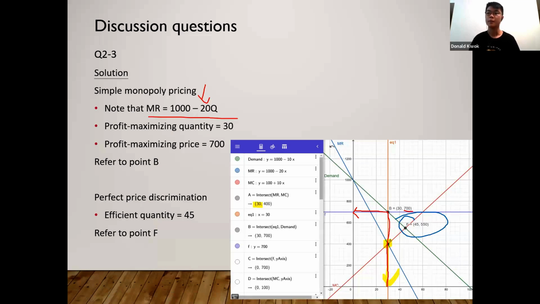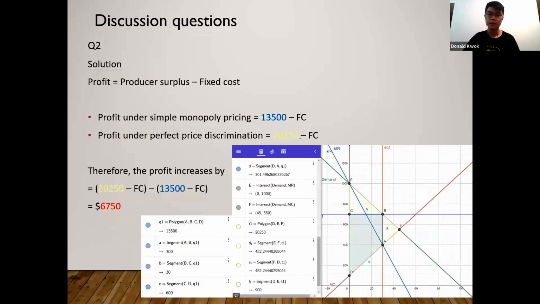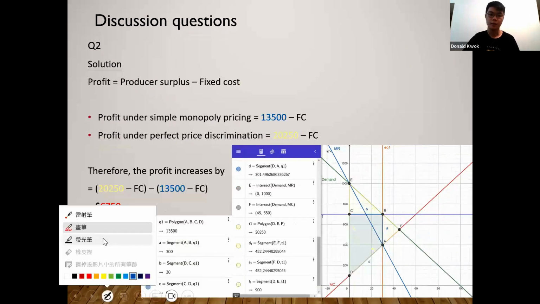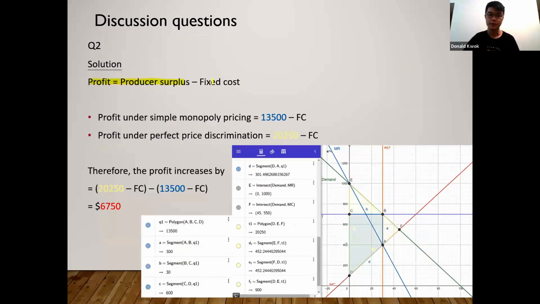So now we can compare the profit in question 2 first. Okay, so the starting point is profit equals producer surplus minus fixed cost. Why do I want to consider producer surplus first? Because in the diagram, we can directly observe producer surplus. So this is why I would like to start with producer surplus first.